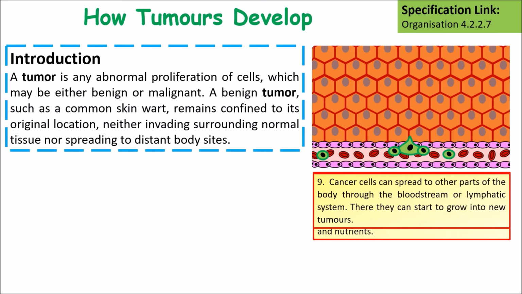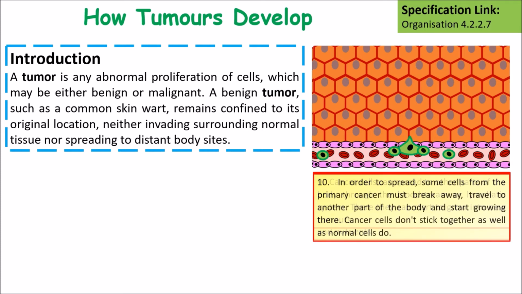Cancer cells can spread from one part of the body to another through the body's bloodstream. In order to do this, some cells from the primary cancer must break away and travel to another part of the body and start growing there.